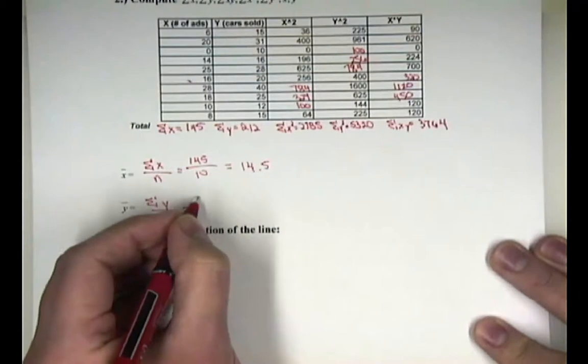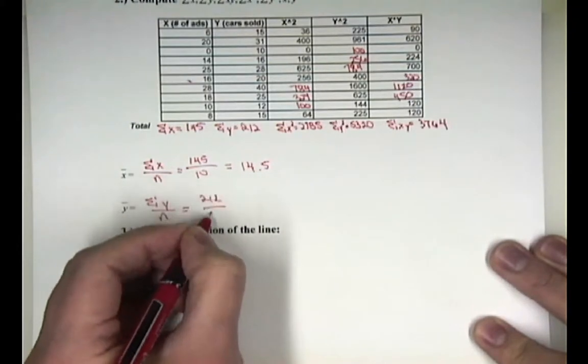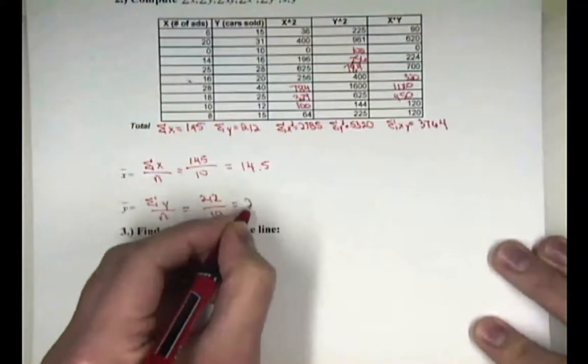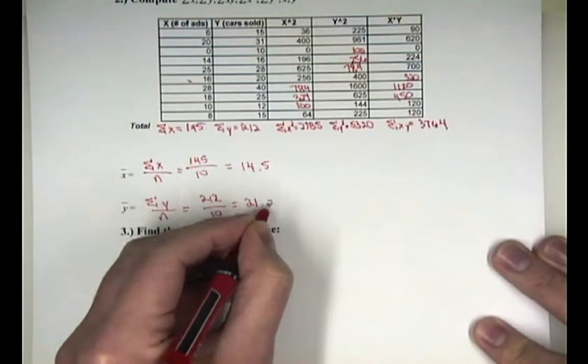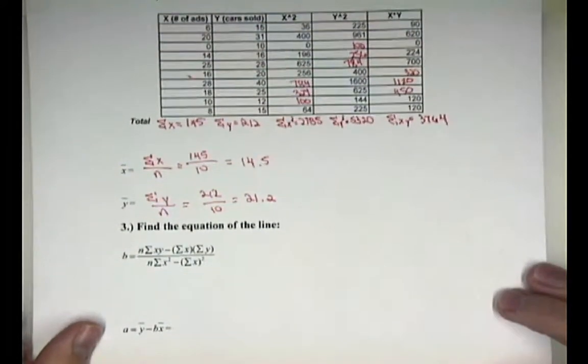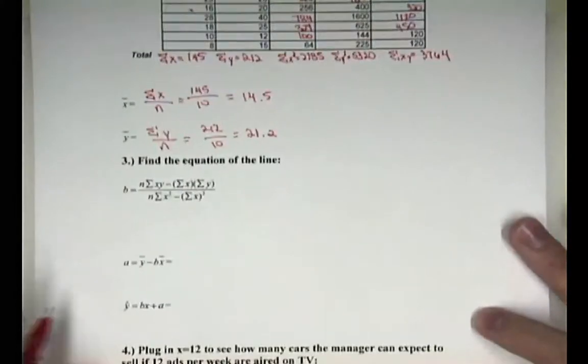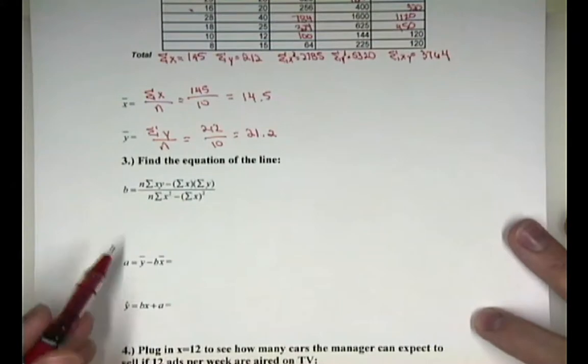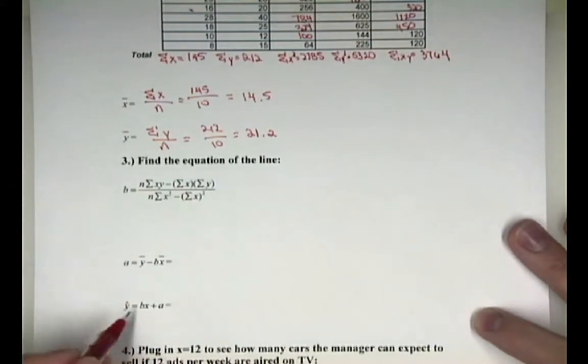So the sum of the y's was 212 divided by 10. You should be getting 21.2 for the mean of the y's. Check to make sure these numbers are correct. In the equation of the line, we need this part called b and a to form the equation y predict, or y hat, equals bx plus a.